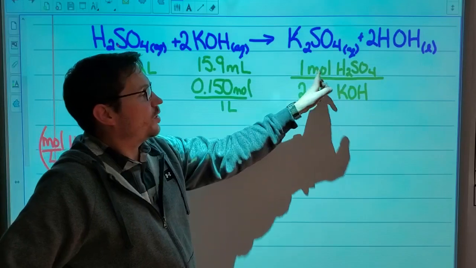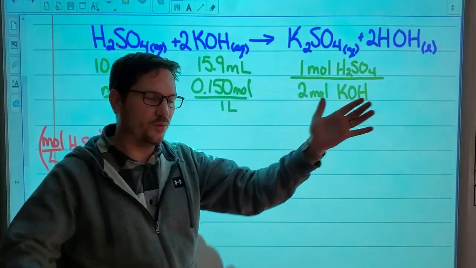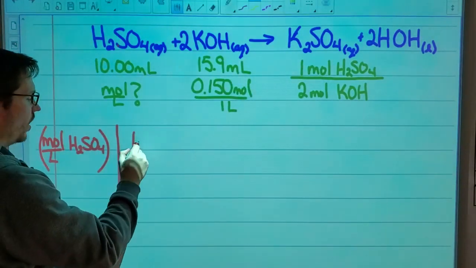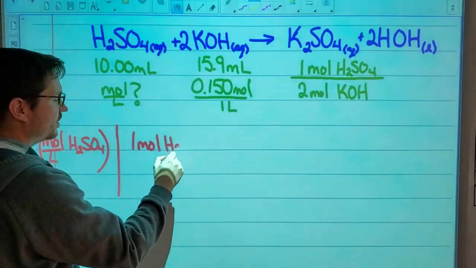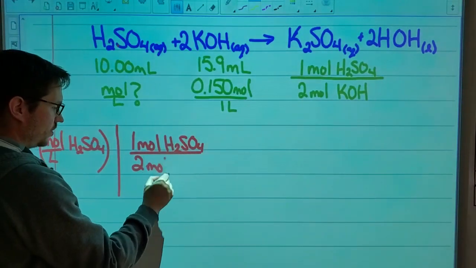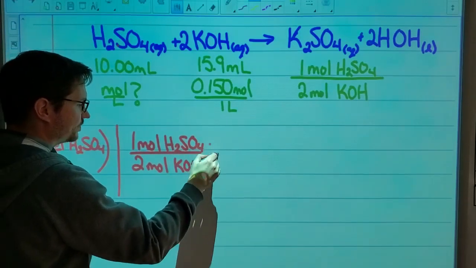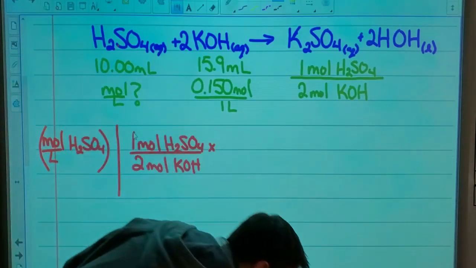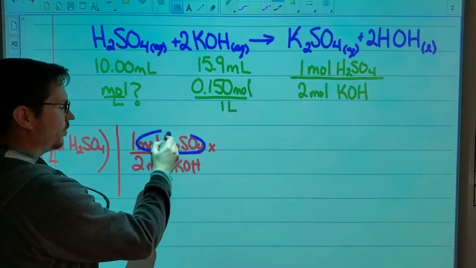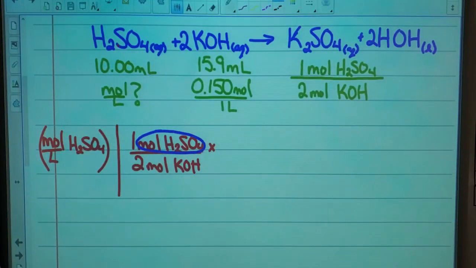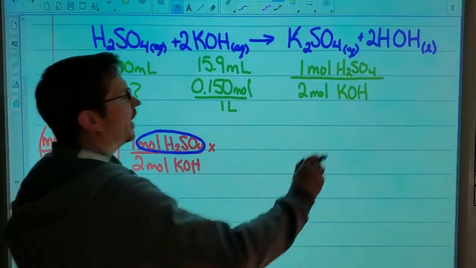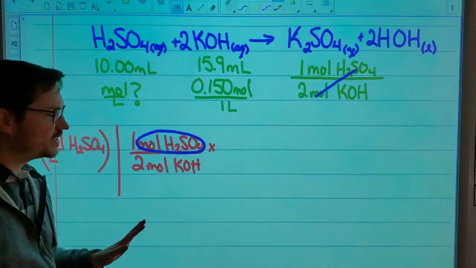I look at the molar ratio, moles of H2SO4. Yes, that's what I'm talking about. So I'm going to use the molar ratio: 1 mole of H2SO4 for every 2 moles of KOH. We have the unit, moles of H2SO4, on top that we're looking for. Now we have to get rid of moles of KOH. So let's look for moles of KOH somewhere. I just used this, so I can't use it anymore.